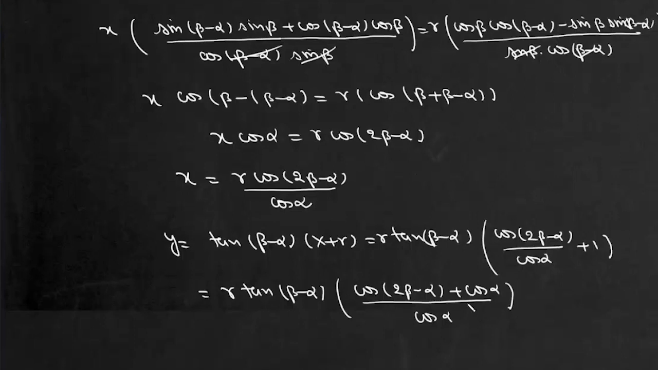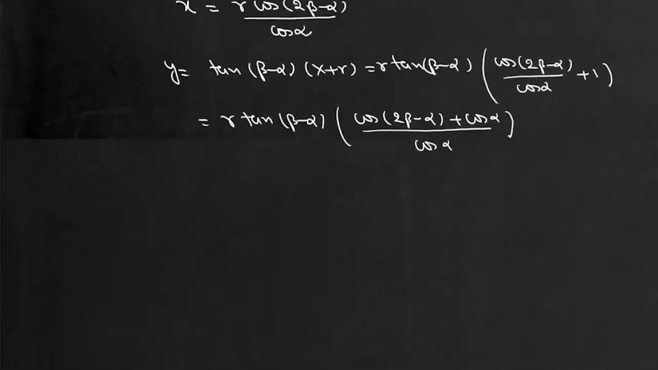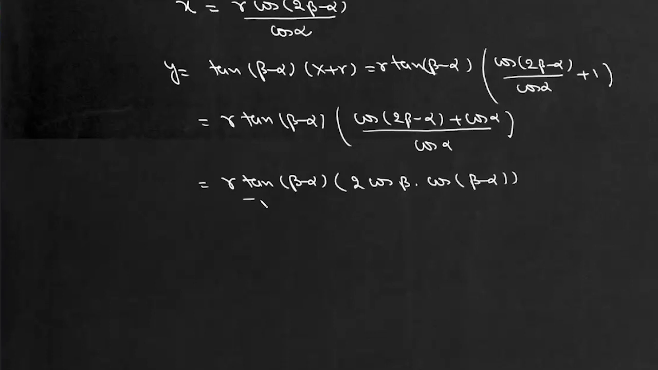Now this is cos C plus cos D, and if you put the formula for cos C plus cos D, we'll write r tan beta minus alpha. Now this is cos C plus cos D, which is 2 cos C plus D by 2. So it will be this 2 cos C plus D, alpha will cancel, so it will be this cos beta, and then cos C minus D by 2. And then it will be this cos beta minus alpha upon cos alpha. Now tan is basically sine upon cos, so this cos part will cancel.